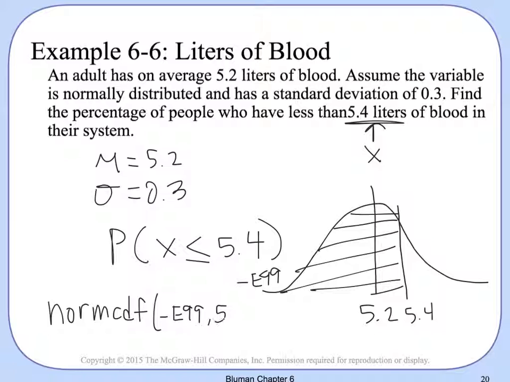5.4. What are we going to put in for our mean and our standard deviation? These two numbers. Not 0 and 1, guys. You got to change them. No longer 0 and 1 because these are not z-scores. You got to use your actual mean and standard deviation. So 5.2 and 0.3.